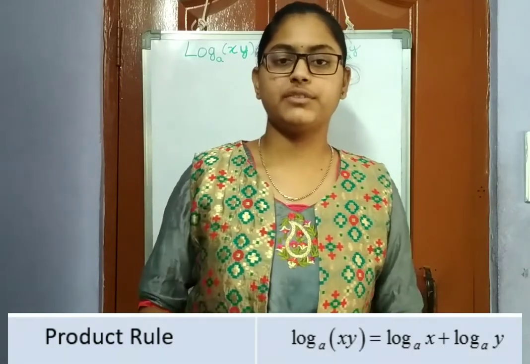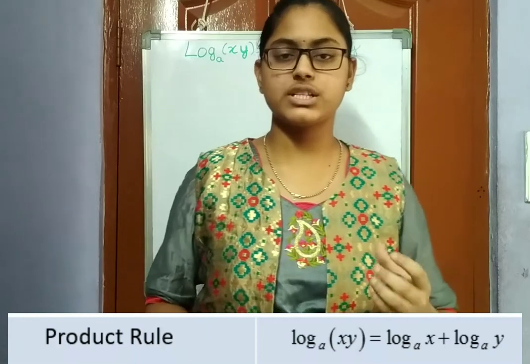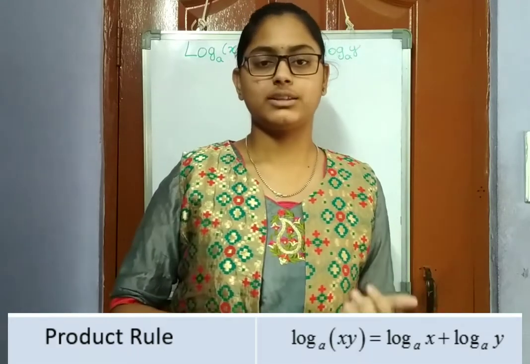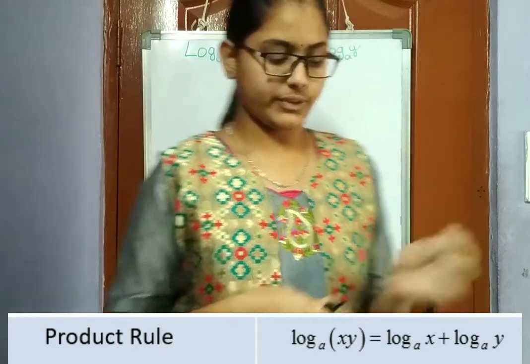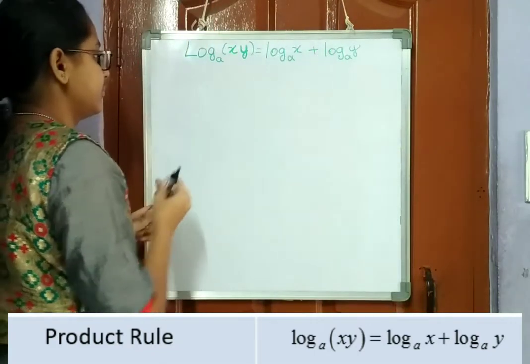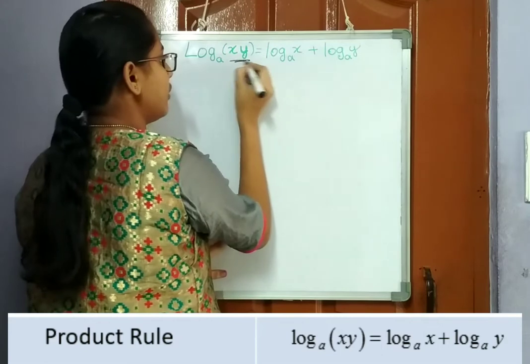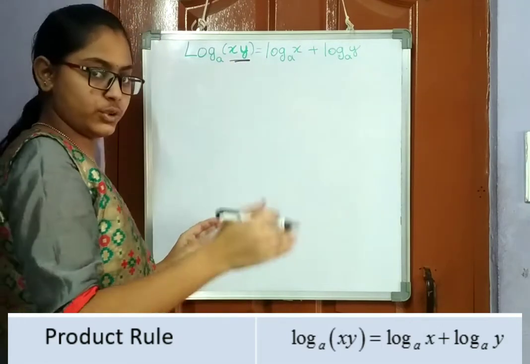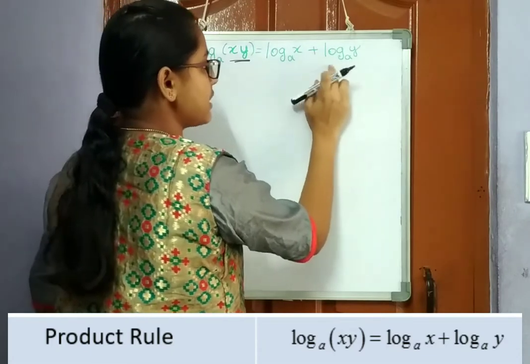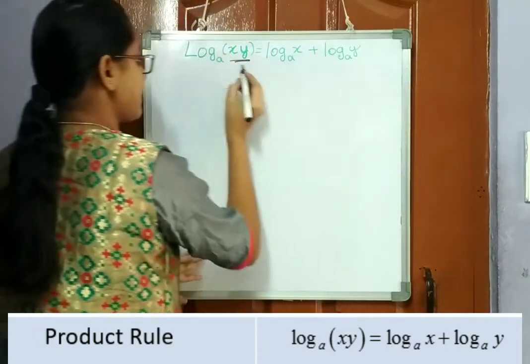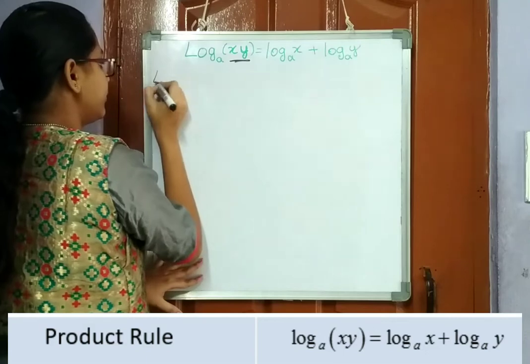Product rule. If the given logarithm has an argument which is in the form of a product, the product rule will be applicable. So let's see the proof. Here, log of xy, that is x into y, which is in the form of a product, we will get log x to the base a plus log y to the base a. Now let's see the proof.